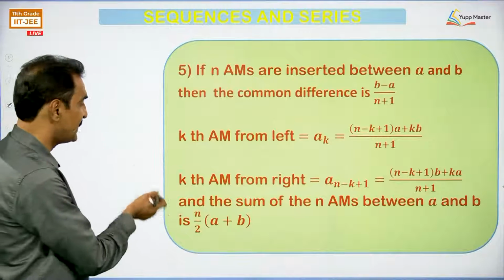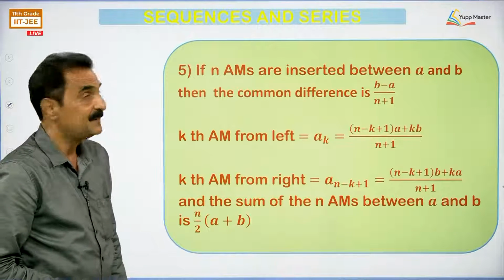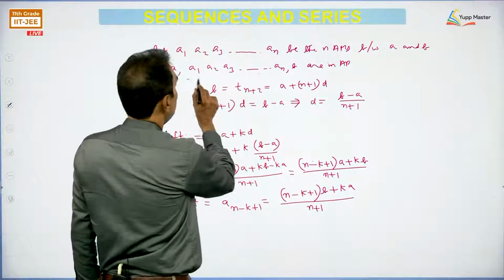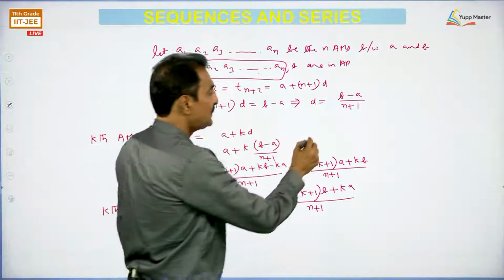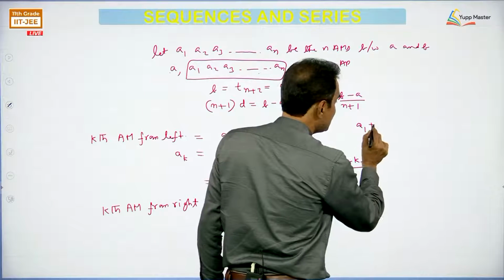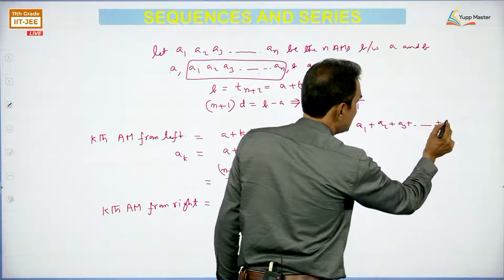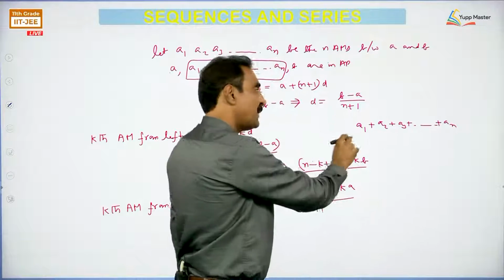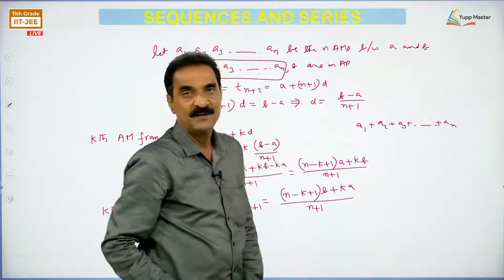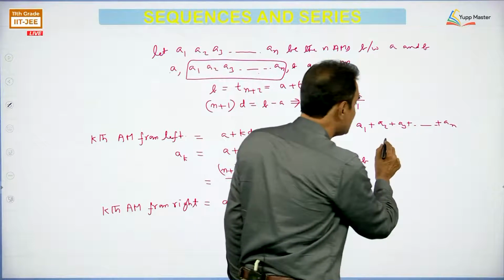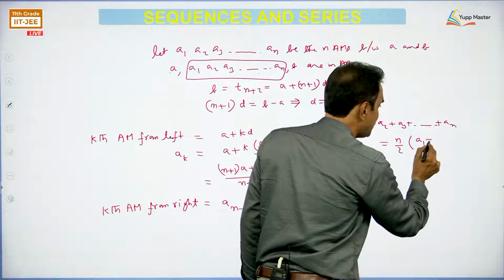So, these results are given. Now, the sum of the n arithmetic means between A and B. Here we have written n arithmetic means between A and B. I want the sum. What sum do you want? A1 plus A2 plus A3 and so on up to An. From A1 to An, it is an AP. Even if you remove A and B, it is an AP. Sum of n terms of the AP is what? n by 2 into first term plus last term, A1 plus An.